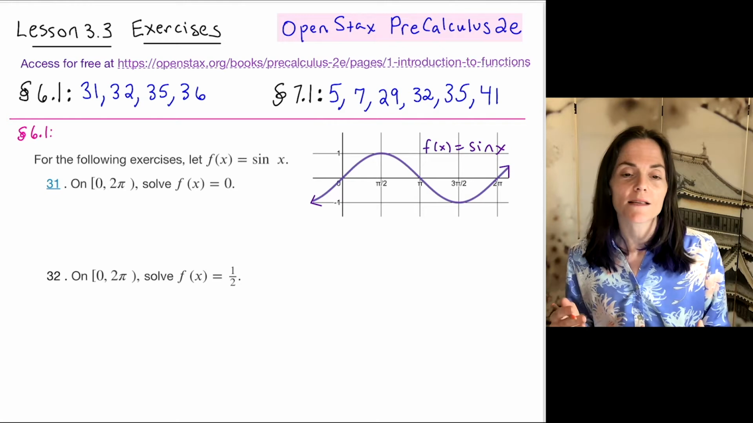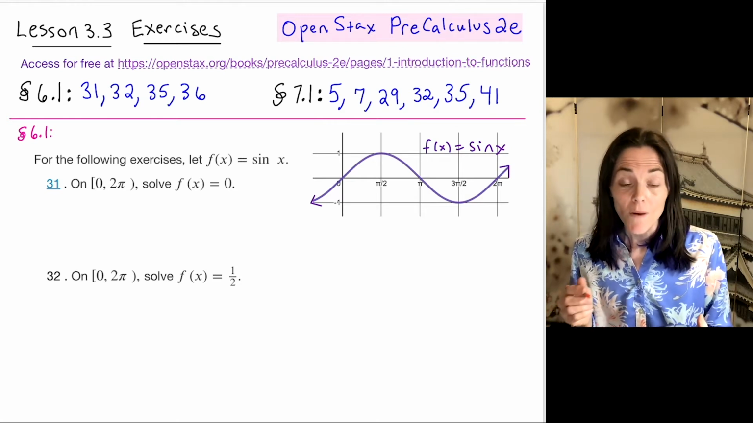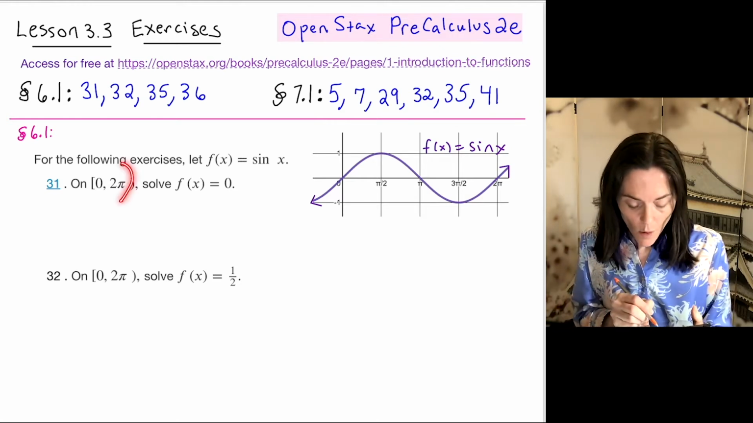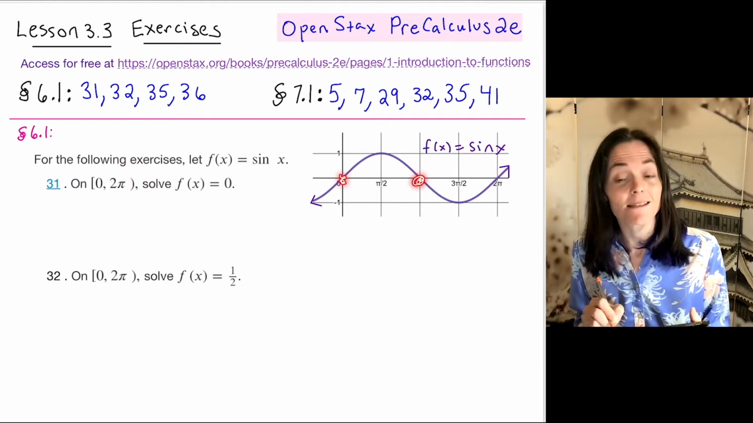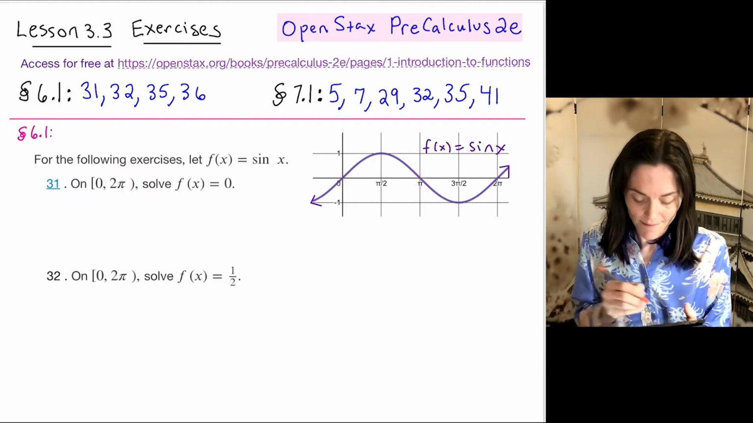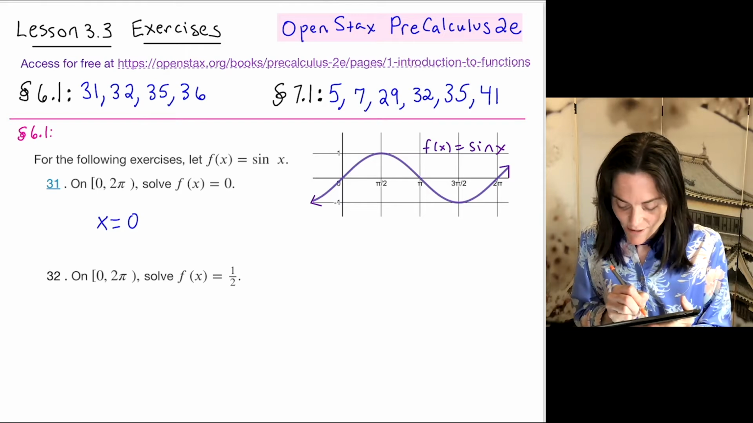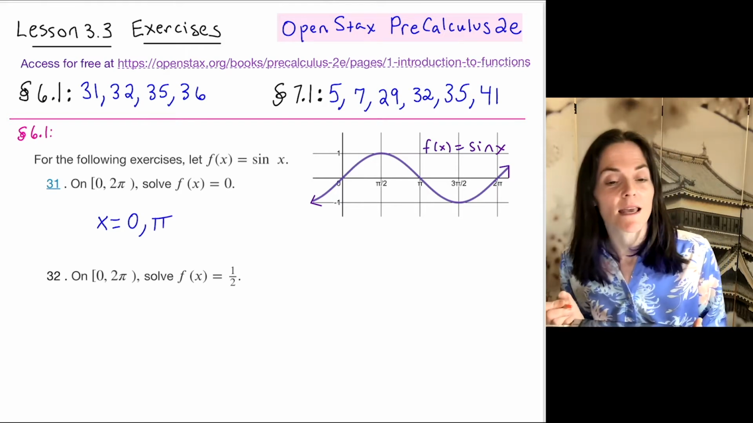On 0 to 2 pi, solve f of x is 0. You notice this is open, so we are not including that endpoint, but we can see the function is 0 at 0 and pi. We can see this looking at a graph.